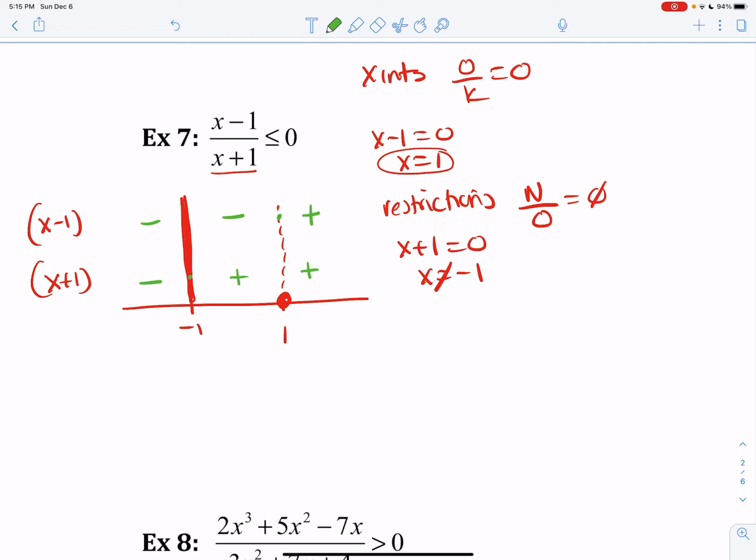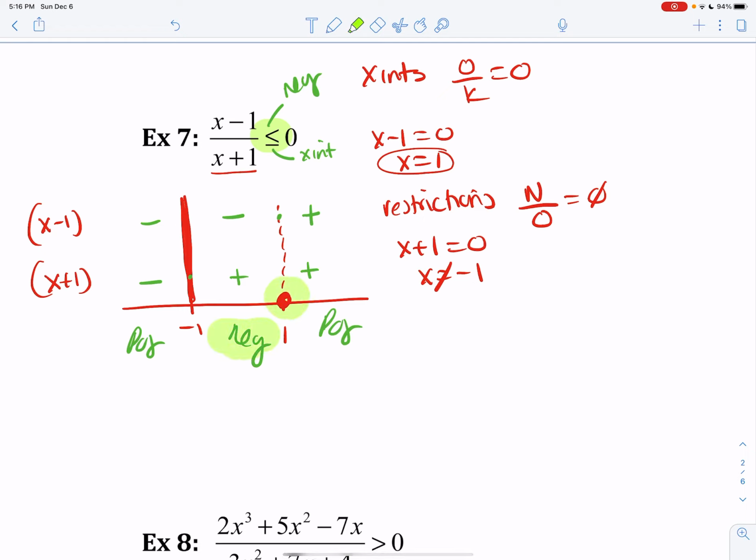We are dividing those two factors. So if we had two negatives, we know we would get a positive number. If we had a negative and a positive, we would get a negative number. And if we had two positive numbers, we would continue to get another positive number. We are looking for less than 0. Less than 0 means we're looking for a negative. We're also looking at equal to 0, which means we want to include the x-intercept. So our negative interval is right here.